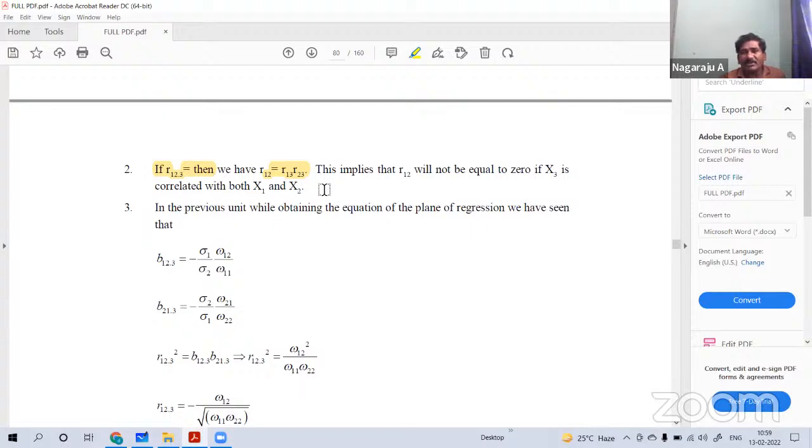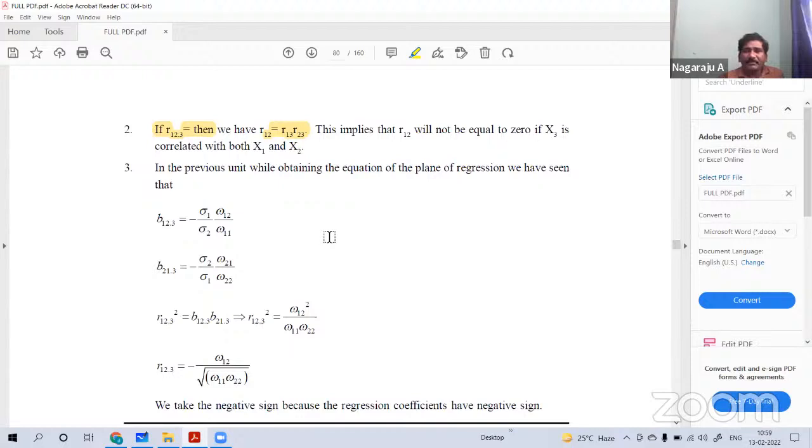This implies that R12 will not be equal to 0. Because if one variable's coefficient is 0, automatically the total coefficient will become 0. So both are different but not 0. That is the only information. Next, we discuss the two variable cases.